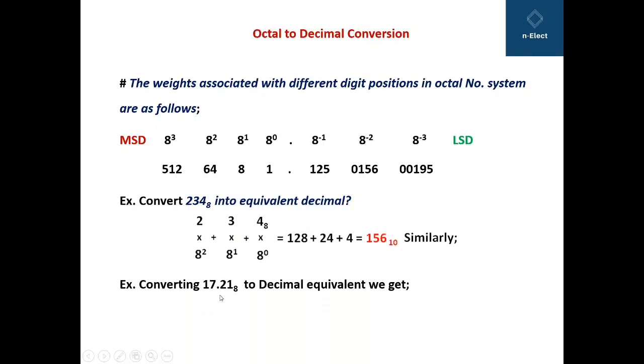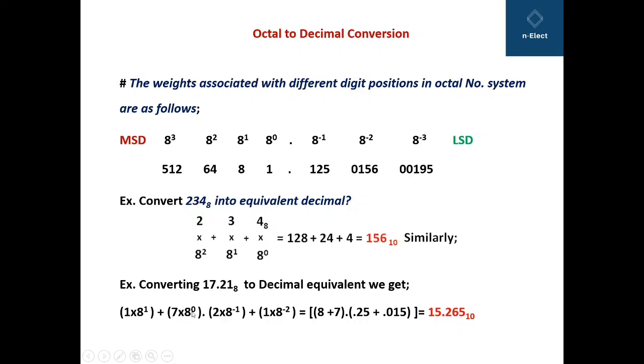For converting, see now, one fractional octal number is given, 17.21 octal. Now to convert this number into decimal, this will help us. From the point towards the left hand side we have to go up to 2 digits, that is 8 raised to power 0, 8 raised to power 1, and after the octal point towards the right hand side, that is towards LSD, we have to go up to 2 positions, and therefore we can write it like this. So this is the point we have taken.